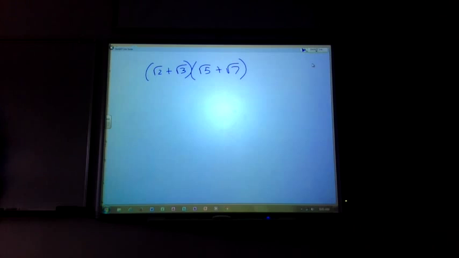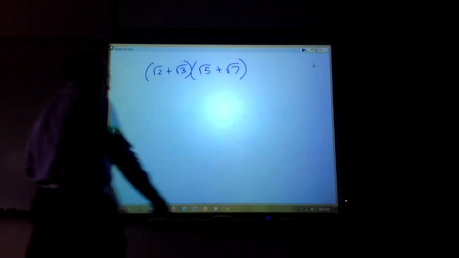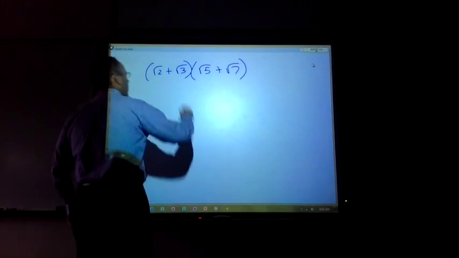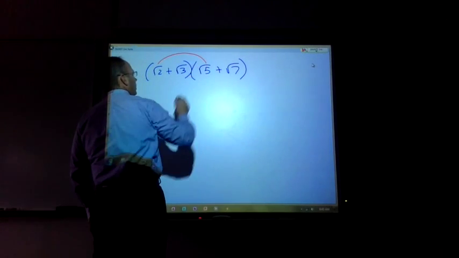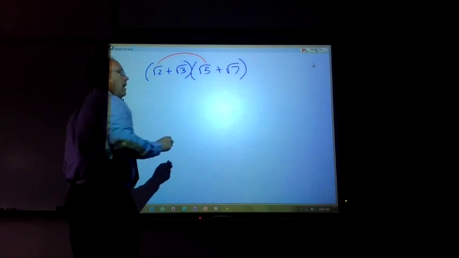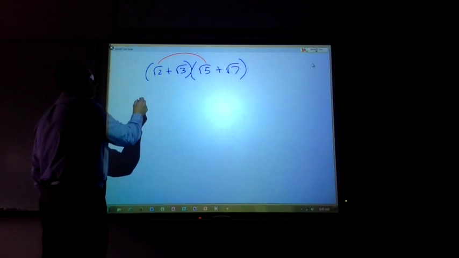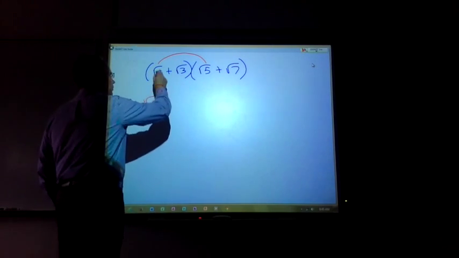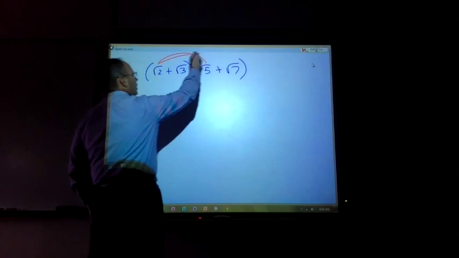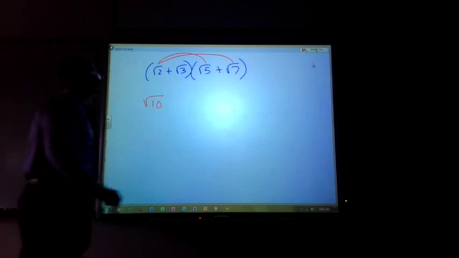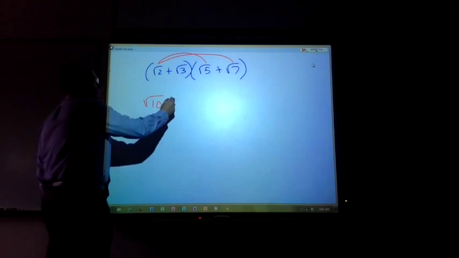Okay, if I have two binomials, a binomial, if you remember, is two different terms that are put together by addition or subtraction. And if I have them together, it's basically just distribute on steroids. So you take your first term and multiply times your first term. So root 2 times root 5 is? Root 10. God bless you. Outside terms. Root 2 times root 7 is? Root 14.